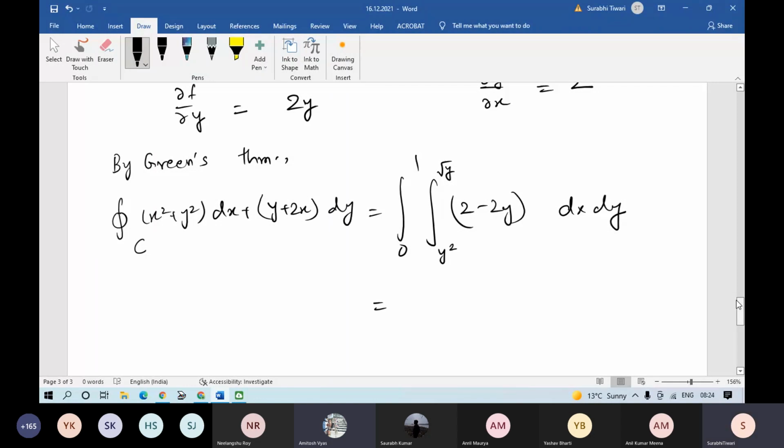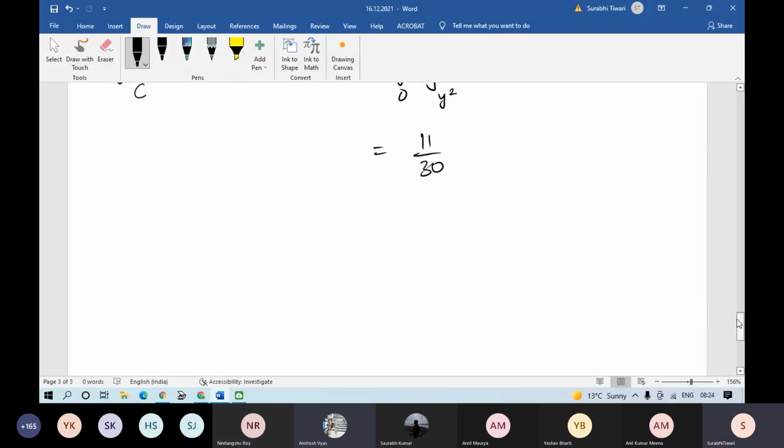हो गया इंटीग्रेशन? मैम 11 by 30, 11 by 30 आ रही है। Yes, ma'am. Ma'am, so it is 11 by 30 square units. हाँ, 11 by 30.